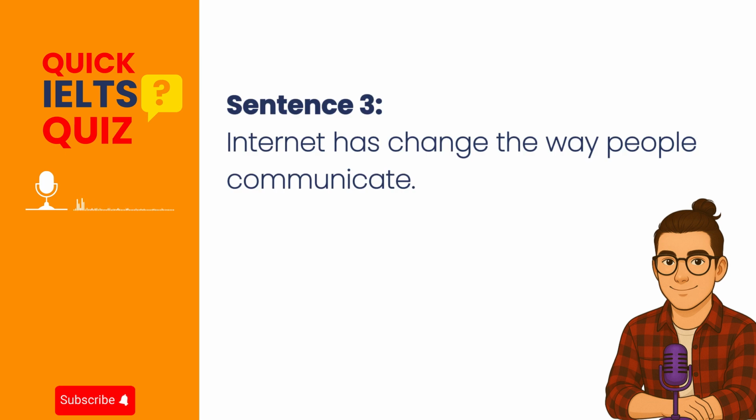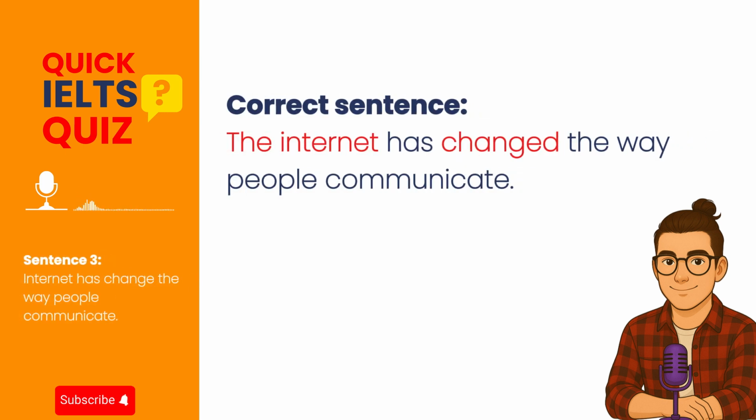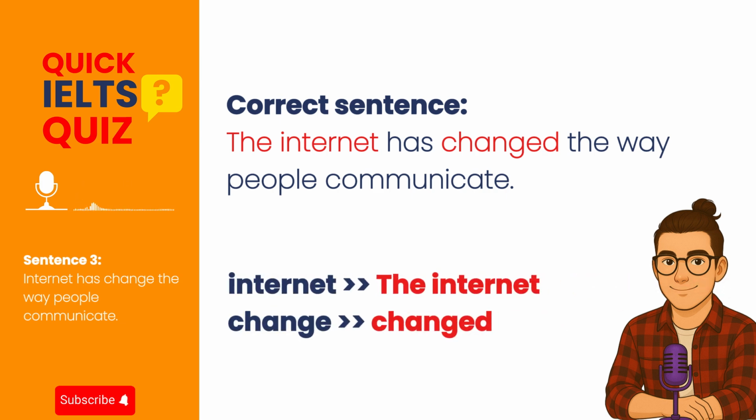Sentence 3. Internet has changed the way people communicate. You have 5 seconds. Let's take a closer look. First, we need to add the article the before internet. We say the internet because it's a specific system. There's only one internet we all use.